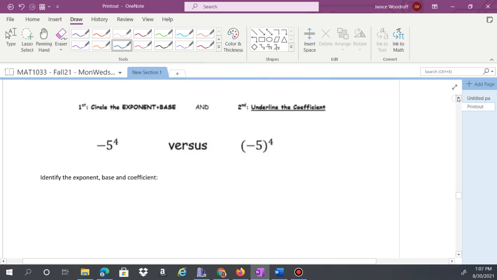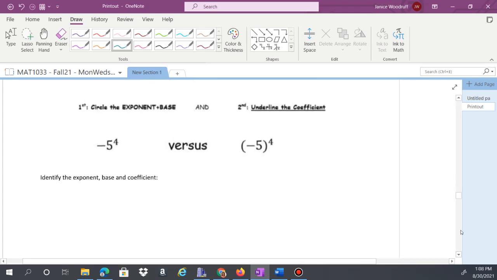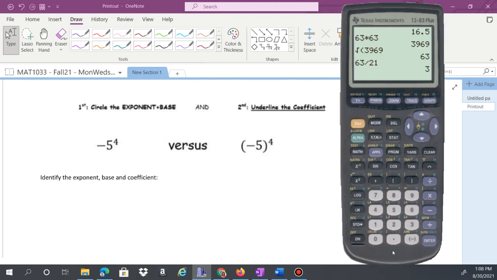Okay, if we look at these two examples down here, the first thing I want to point out about exponents is what these look like in our calculator. Here you have negative 5 to the fourth. In my calculator, I would enter negative 5, then my exponent button, this little caret, to the fourth, which gives me negative 625. Versus parentheses, negative 5, to the fourth, which gives me a positive 625. Why is that?